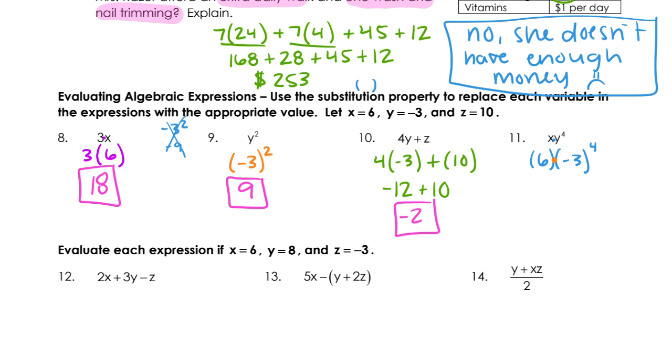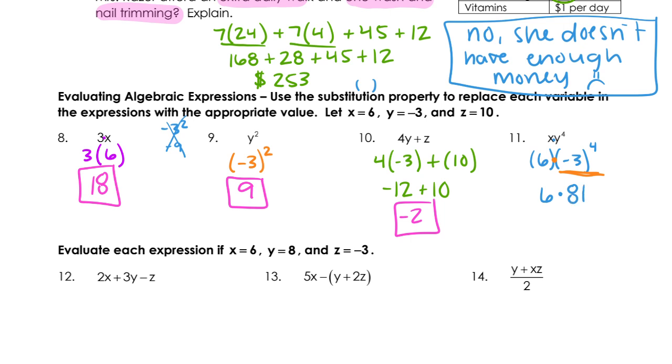Multiplying does not happen first in PEMDAS in comparison to exponents. So we do have to take care of this exponent first. It is negative 3 to the 4th power. Again, having to be very, very careful about including the parentheses in your calculator. If you don't, you will get the wrong answer. So if you type this in correctly, it should be 6 times negative 3 to the 4th is 81.